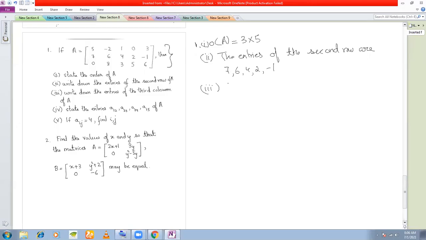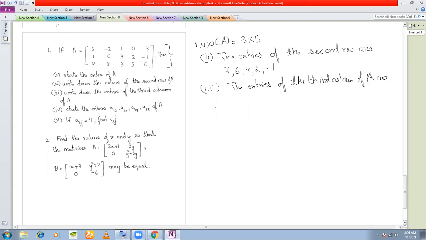Write down the entries of the third column of A. The entries of the third column of A are 1, 4, 3. 1, 4, and 3.